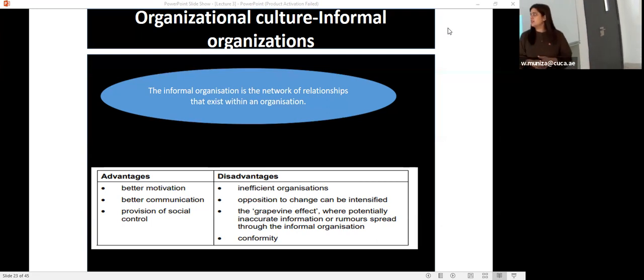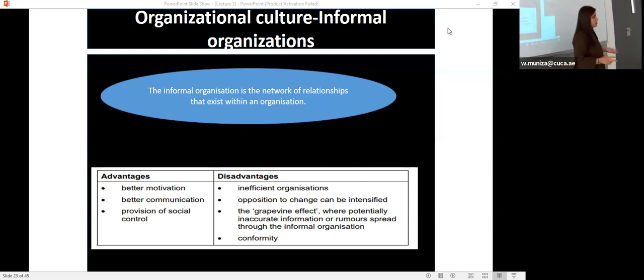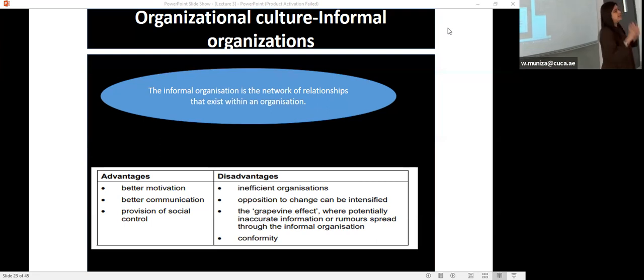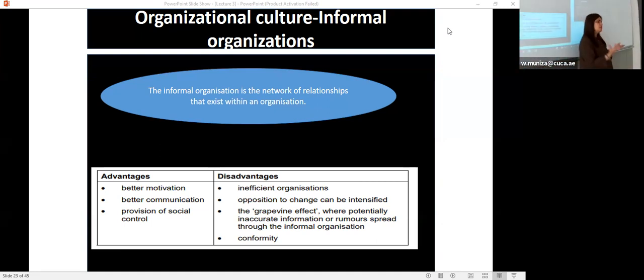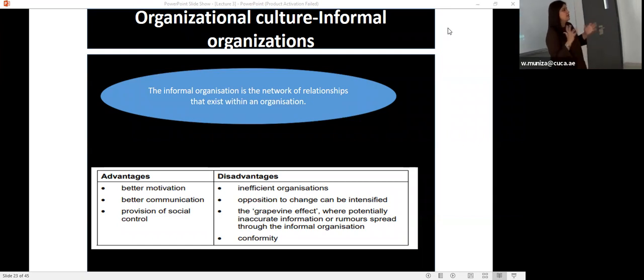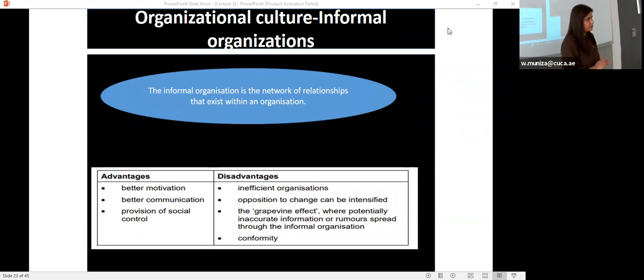Then opposition to change can be intensified. In the formal structures, every individual has an expectation that whatever is communicated by the senior management has to be followed. When informal communication and informal structures are present in the organization, then if any change has to be brought up, it is not going to be accepted by the individuals on whom it has to be exerted. So opposition to change is going to be very intense. They will not be ready to follow any kind of change because they have become very informal in the organization. So the more informal the individuals become, the more inefficiencies are brought into the organization. Got it?